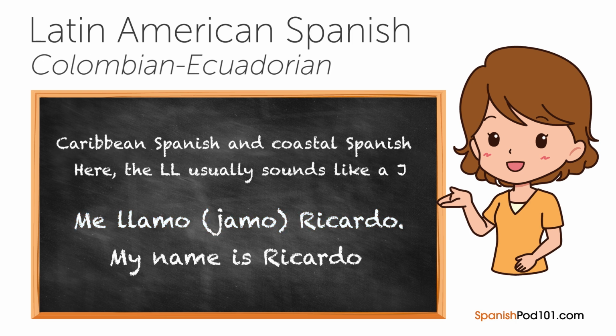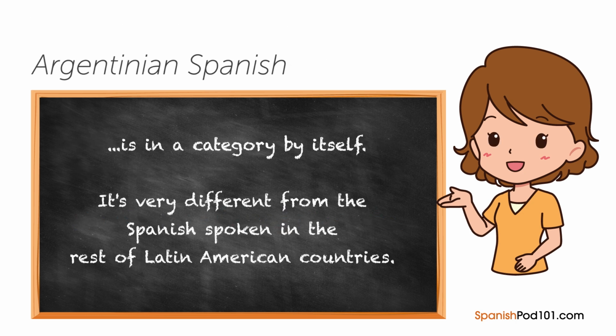Colombian and Ecuadorian Spanish is a mixture of Caribbean Spanish and coastal Spanish. Here the double L usually sounds like a J, like "me llamo Ricardo." Argentinian Spanish is in a category by itself. It's very different from the Spanish spoken in the rest of Latin American countries.